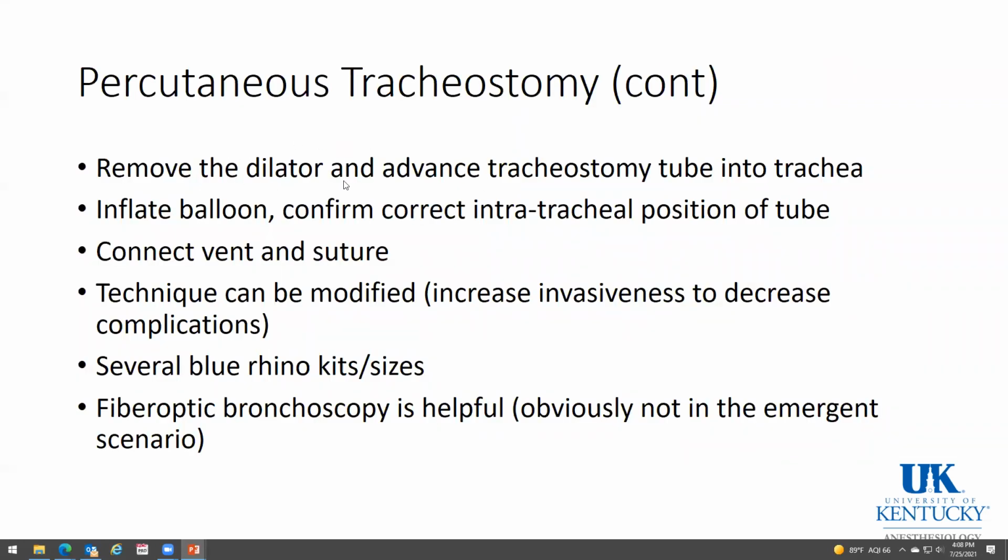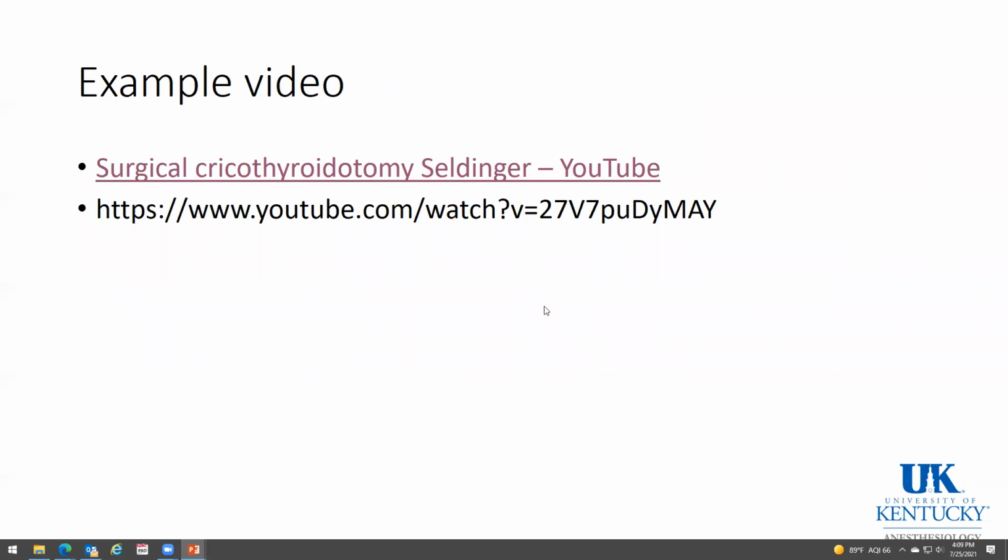So once the dilation is complete, you remove it, advance the tracheostomy tube into the trachea, inflate the balloon, confirm that it's intratracheal, connect the vent and suture. The technique can be modified in various ways. Usually that means increasing the invasiveness to try to decrease the complication rate. There are several kits that you can use in different sizes. As we talked about, bronchoscopy can be used if the patient's already intubated, but here we're talking about emergencies, so that would not be terribly useful.